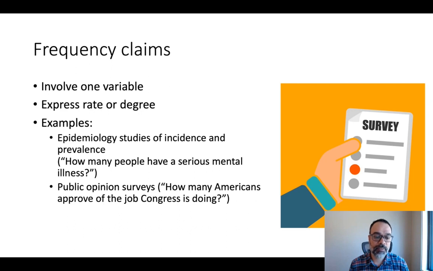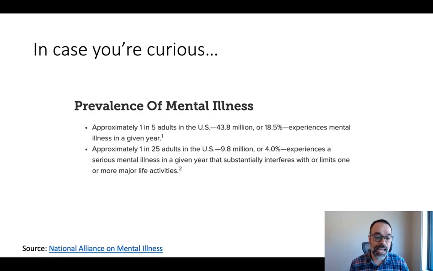So if we ask how many people have a serious mental illness, well, according to the National Alliance on Mental Illness, approximately 1 in 5 adults in the United States experiences mental illness in a given year, and approximately 1 in 25 adults experiences a serious mental illness in a given year that's serious enough to interfere with or limit one or more major life activities like family or work. So mental illness is not at all rare, and it's something that by doing surveys, by studying representative samples, asking people what kinds of experiences and symptoms they've had, public health researchers can try to estimate.